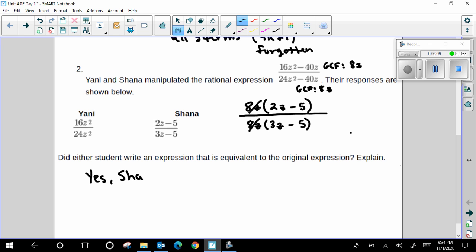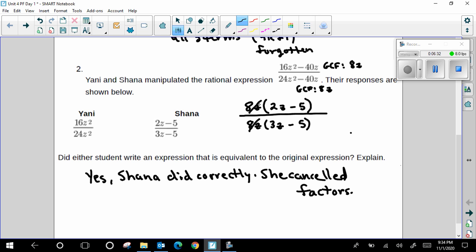Shauna did it correctly. She canceled factors. And that's the only way you can simplify a rational expression, is to cancel factors. So she canceled out the 8z's.